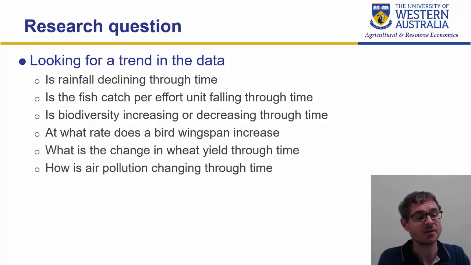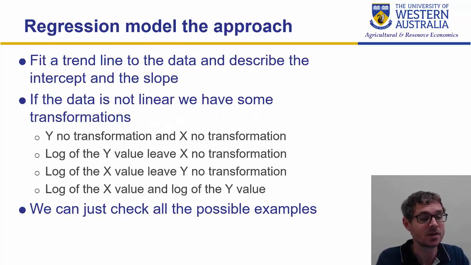Of course, this doesn't have to be the case that we're looking at changes through time. It could be a wide range of scenarios. But one of the most common examples is where we're trying to describe something that happens through time rather than comparing two different time periods. So the general approach that we use for this kind of analysis is that we fit a trend line to the data. We use the equation of a line as our base case for describing the changes through time.